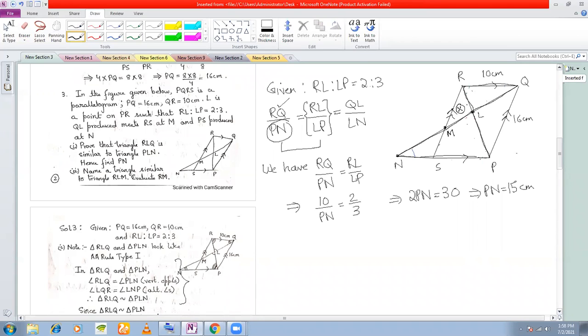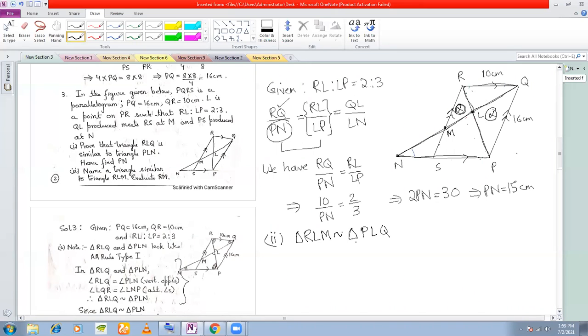Anyone? This triangle is similar to this triangle, triangle PLQ, right? Because it looks like type 1. So therefore, in the second part we'll write triangle RLM is similar to triangle PLQ, right?